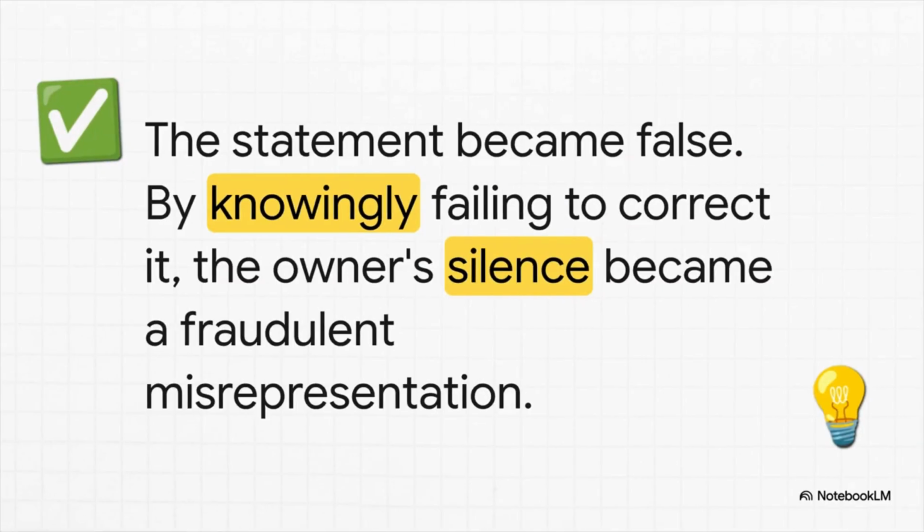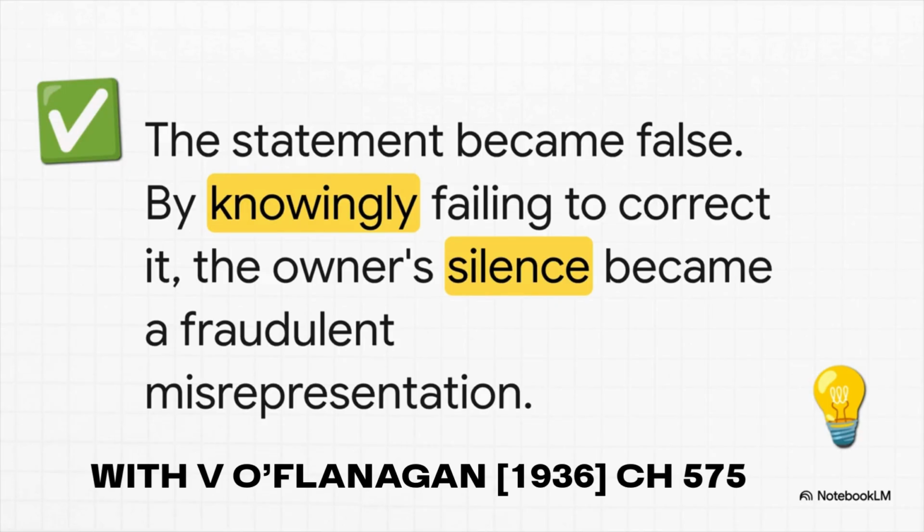The correct answer is a claim for fraudulent misrepresentation. Why? Well, this scenario is a textbook example of the principle from the case With v. O'Flanagan. The rule is that if you make a statement that's true at the time, but it becomes false before the contract is signed, you have a duty to correct it. By finding out the truth in March and then knowingly staying silent, the owner's silence became a deliberate lie. It's not innocent, it's not careless, it is deceit, and that is fraud.